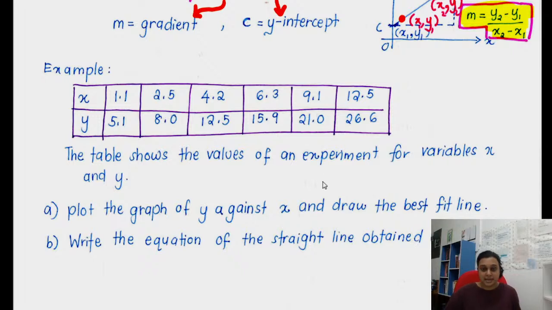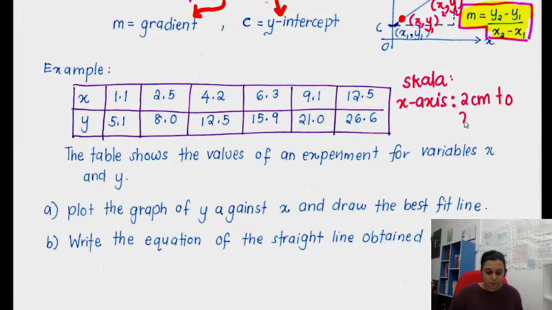Teacher gives you all the scale first. The scale for this: this is the values of X and Y for an experiment. For the x-axis, the scale is 2 centimeters to 2 units. So 2 centimeter, 2 unit. For the y-axis, we will draw 2 cm to 5 units.